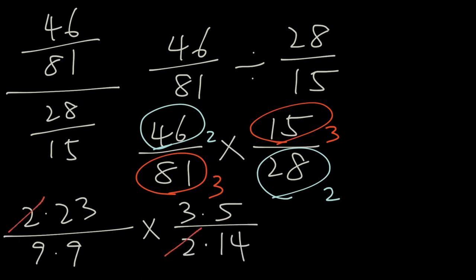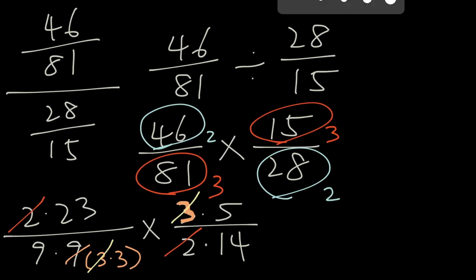And from here, we can cross out the 2. And if we look at the number 3 here, we can see that it could cross out with a 9. So we'll change one of the 9s to 3 times 3. Then we can cross this 3 out with this one. Okay, now that we don't have anything else, let's see what we have left.